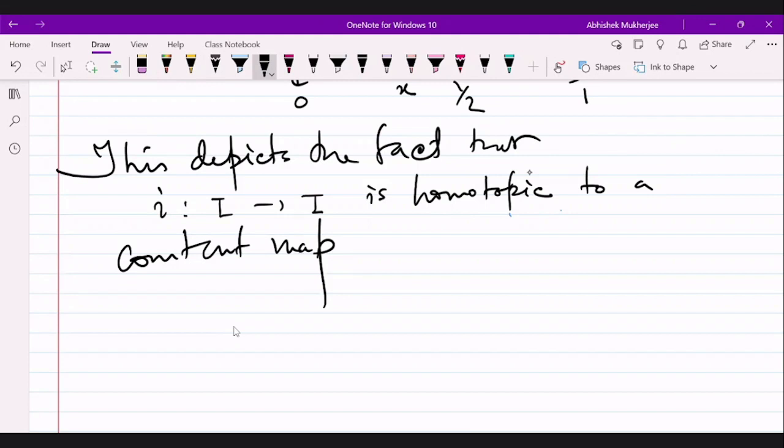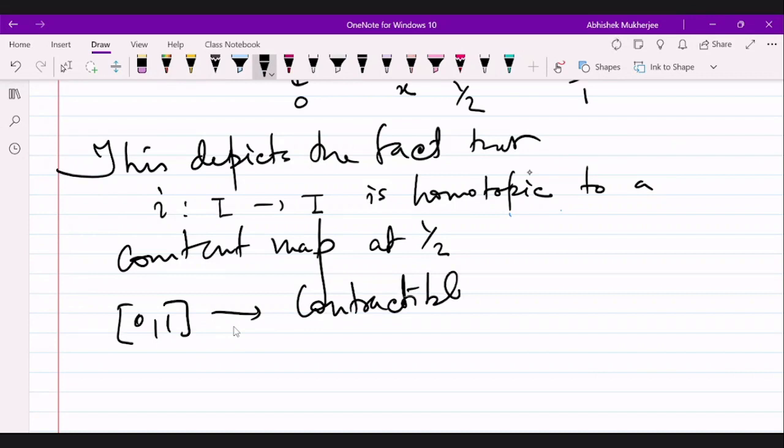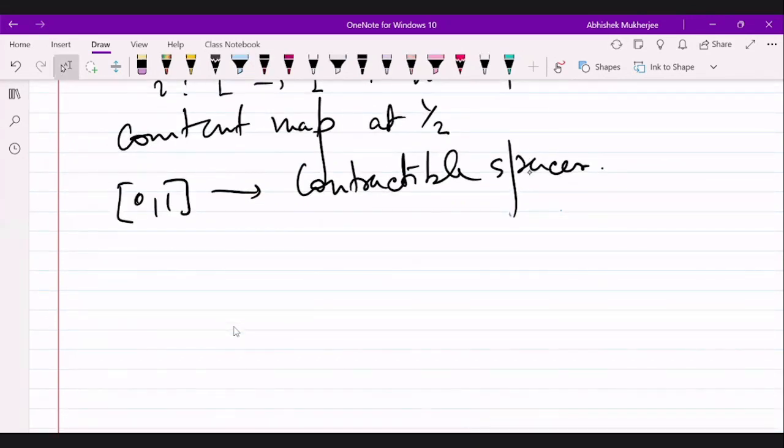Constant map at half. Okay, because you can take any X to half by means of a line segment, right? So this kind of spaces are known as contractible spaces. That means where the identity map is null homotopic.